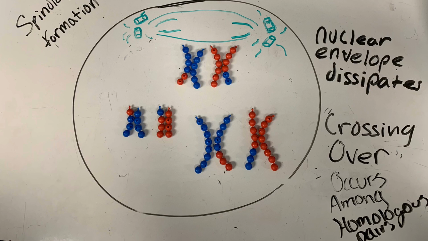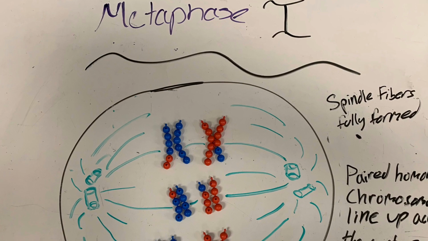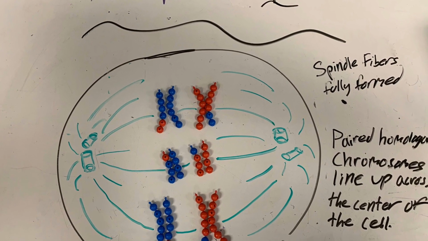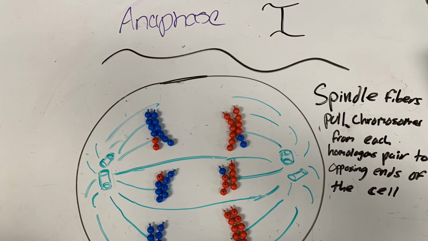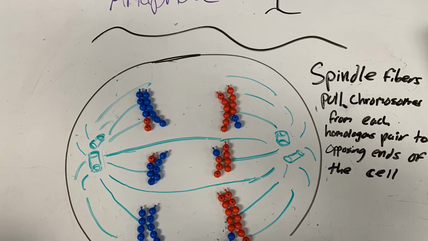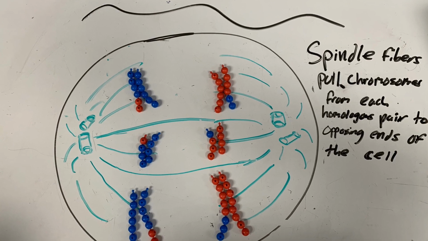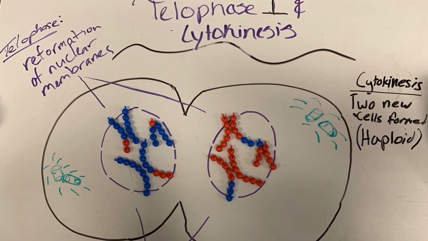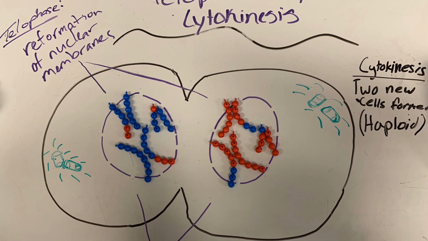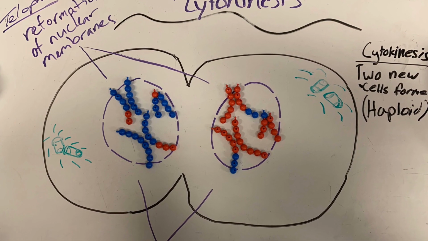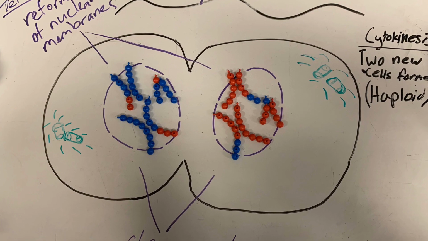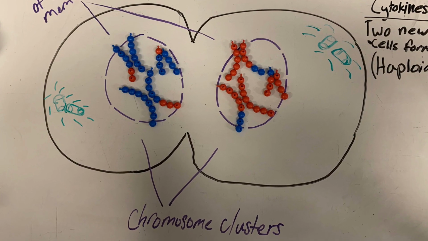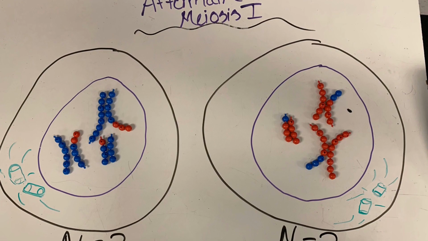Yay! Next comes metaphase 1. In this phase, the paired homologous chromosomes are lined up across the center of the cell and the spindle fibers have fully formed. Then there's anaphase 1. This is where the spindle fibers pull the chromosomes from each homologous pair toward opposite ends of the cell. When anaphase 1 is complete, telophase 1 and cytokinesis occur. In telophase 1, a nuclear membrane is reformed around each chromosome cluster at each end of the cell. In cytokinesis, 2 new cells are formed. And that concludes meiosis 1.